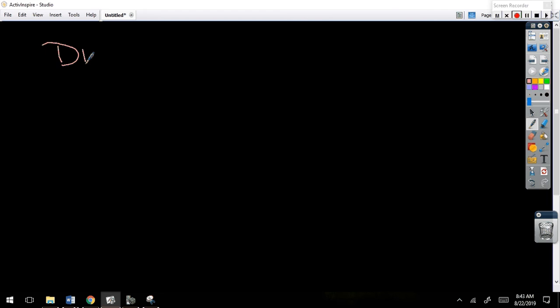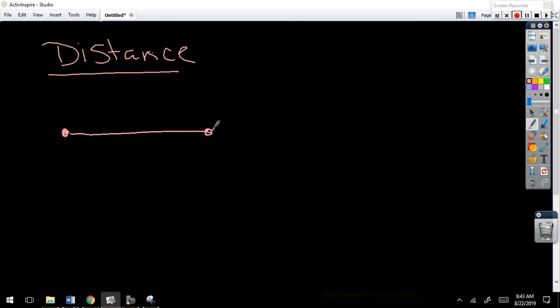Let's talk about distance. Tell me this. If I have a line segment, and think about this segment being on a number line itself. So let's say that this happened at 2. We talked about this a little bit yesterday. And let's say that this was 10. How would I find the distance between those 2 points on a line segment?